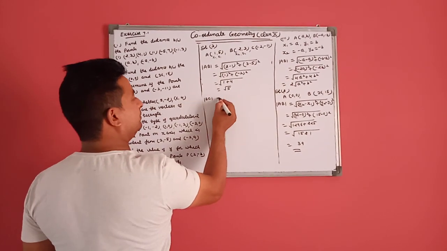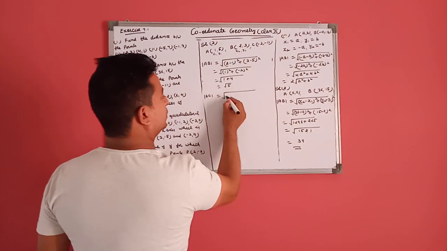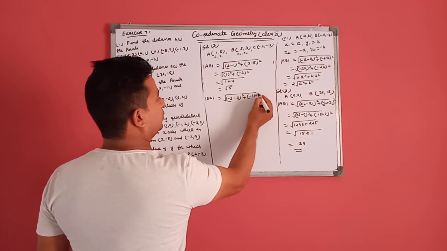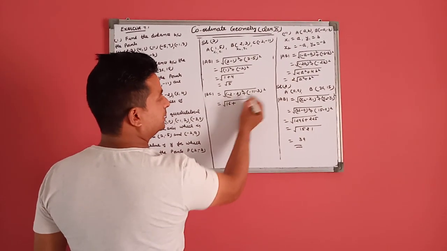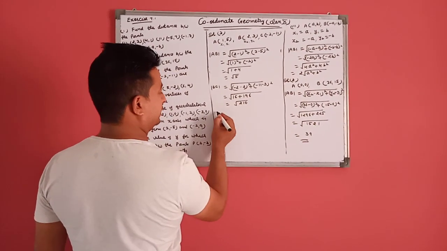For BC, we take x1, y1 and x2, y2. (x2 minus x1) whole square plus (y2 minus y1) whole square. This means 4 whole square is 16, plus 196, so this is 212.